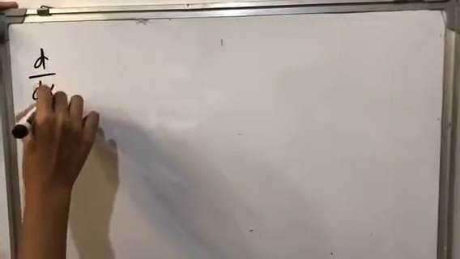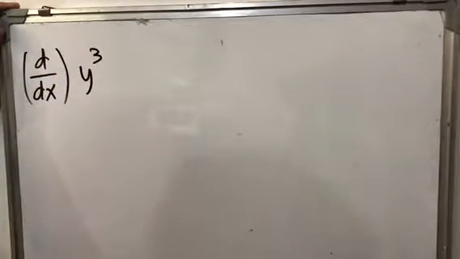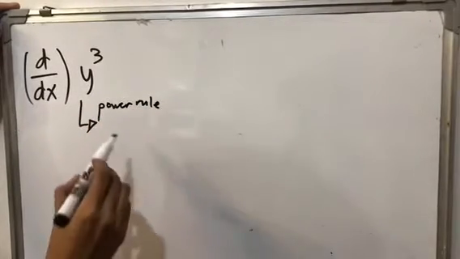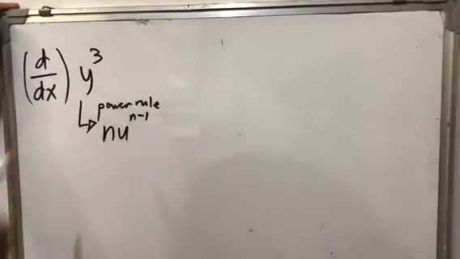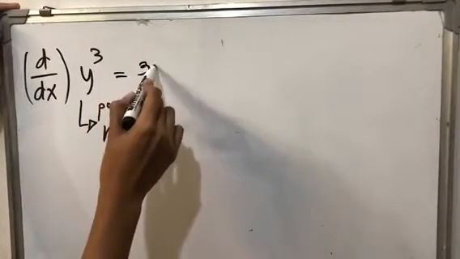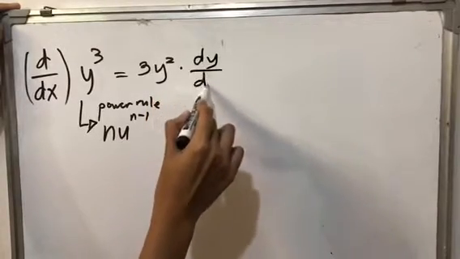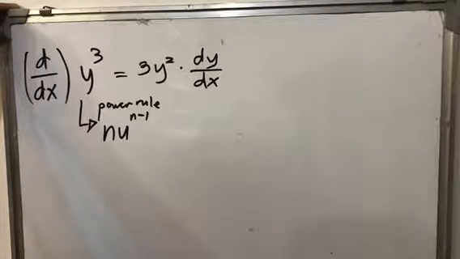For instance, what is the derivative of y cubed with respect to x? In this case, we have to apply the basic rules of derivation, which is the power rule. This is denoted as n u raised to n minus 1. So let's apply that to y cubed. So this would be 3y squared times dy over dx. So that is basically what you will do when you are differentiating.